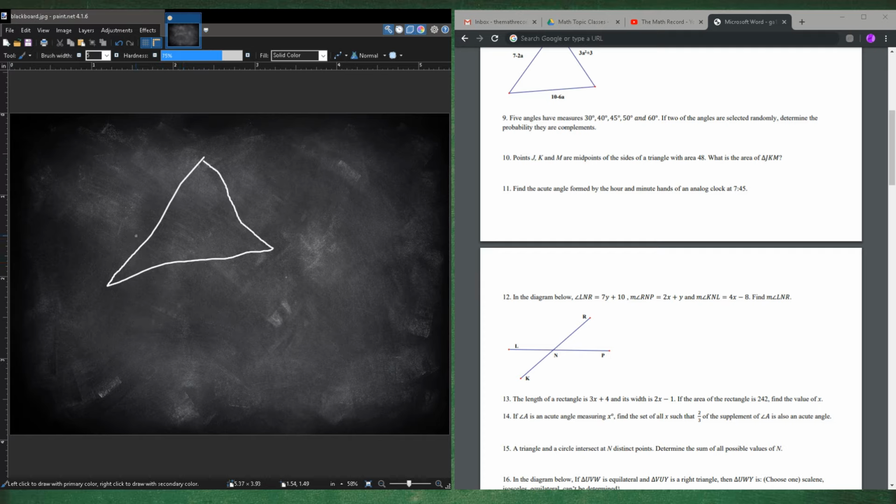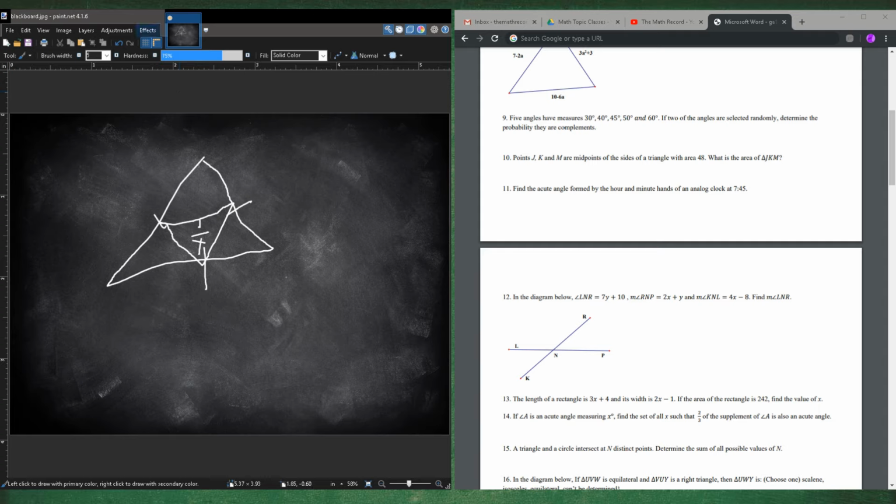So let's say we have a triangle and we have a midpoint right here. What's the area of JKM? It's right here. What you need to know about these is that if you take the midpoint of every side, this area is 1/4 of the whole area.